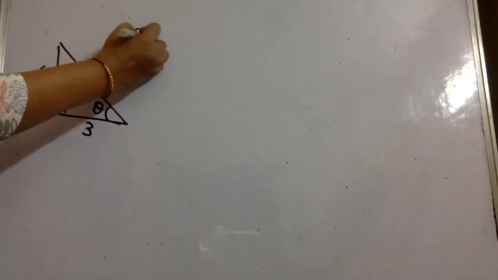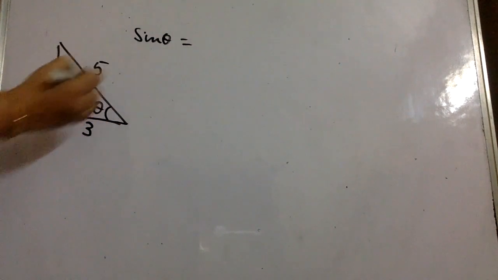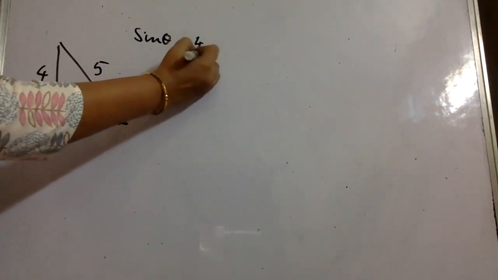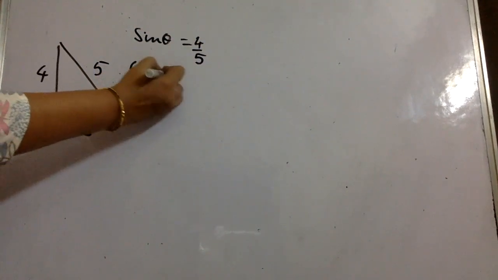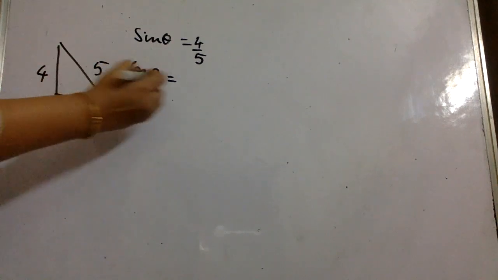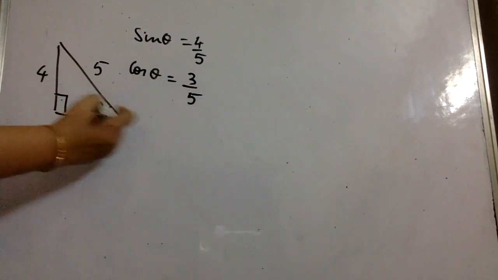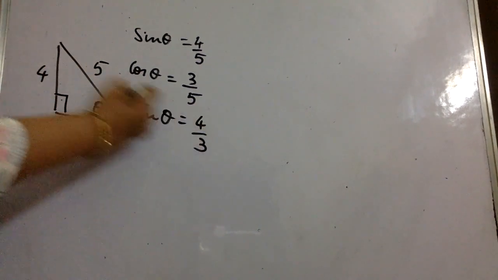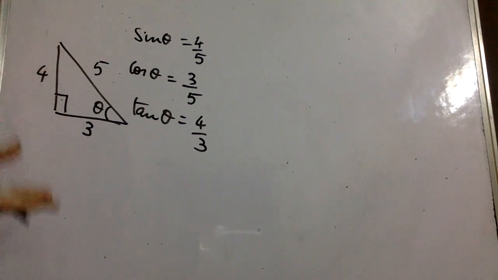So sine theta is equal to 4 by 5. As I said, we'll put values here. Cos theta is equal to 3 by 5, base by hypotenuse. Tan theta is equal to 4 by 3, that is perpendicular by base.